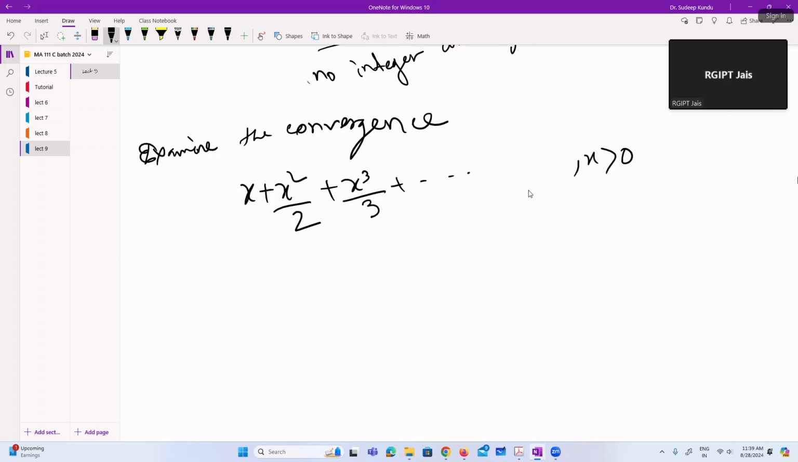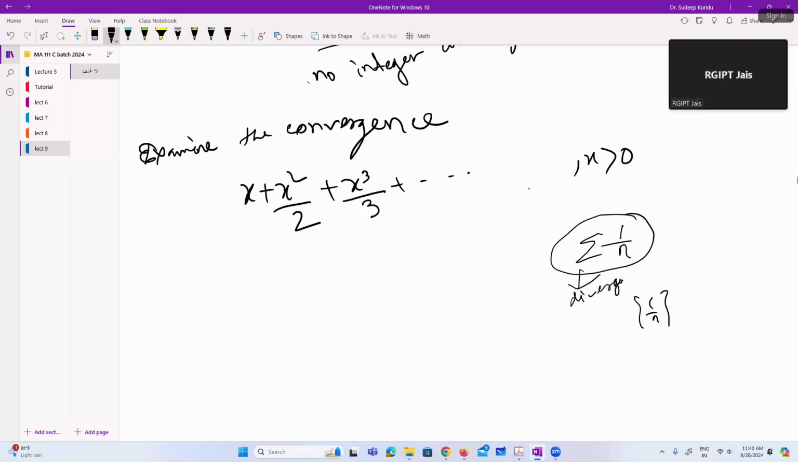When x equals 1, what will happen? We'll get 1 plus half plus 1 by 3 plus 1 by 4. So will this series converge or diverge? Don't confuse between the series and the sequence. Some people are saying it will converge. It is always divergent, as you have shown.